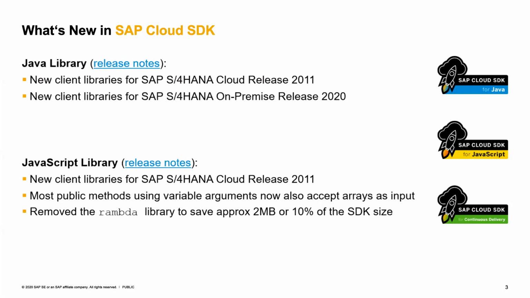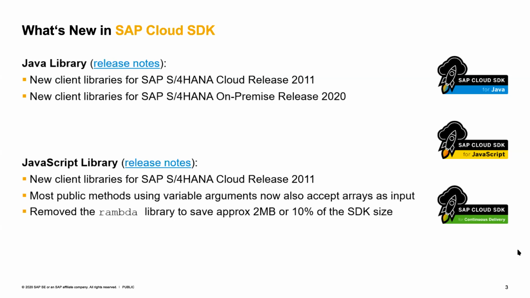And additionally, on the Java side, we started also delivering on-premise libraries, meaning that now you can use the out-of-the-box Java library of the Cloud SDK to access also S4HANA on-premise systems. Especially, we released a new one for the 2020 version of S4HANA on-premise. And of course, this one will be available for the future, meaning that, as you know, on-premise systems might stay around a little bit longer in a given version. So the version 2020 will be, of course, supported even when newer versions are arriving.